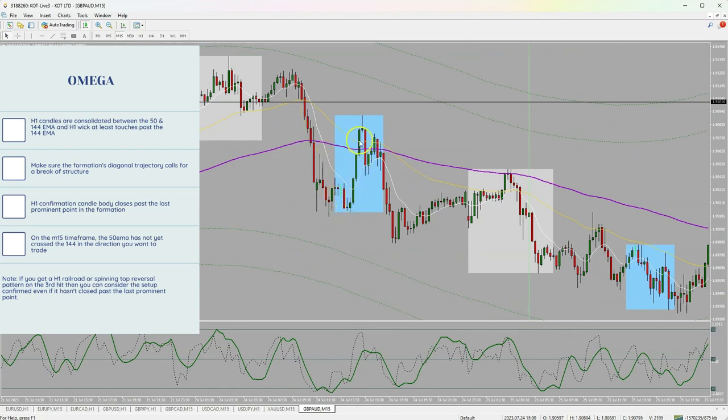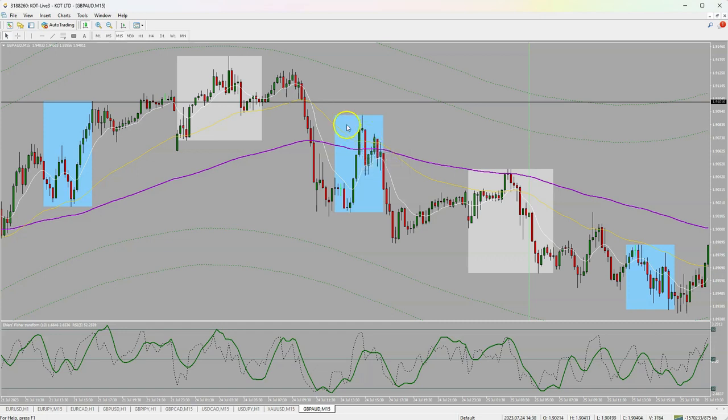So when price came back up to grab the 50 EMA, our 50 EMA on the 15-minute time frame had not yet crossed over the 144. So we're good, because we're selling this one. We want it to be still on top. So it came up, we hop in anywhere in this area. Let's just say we hop in here.